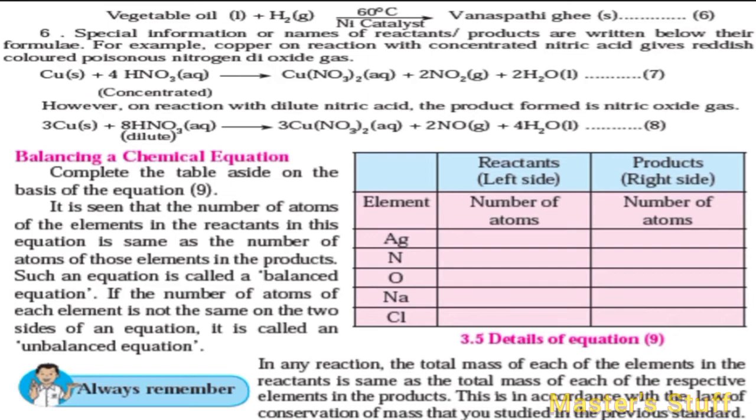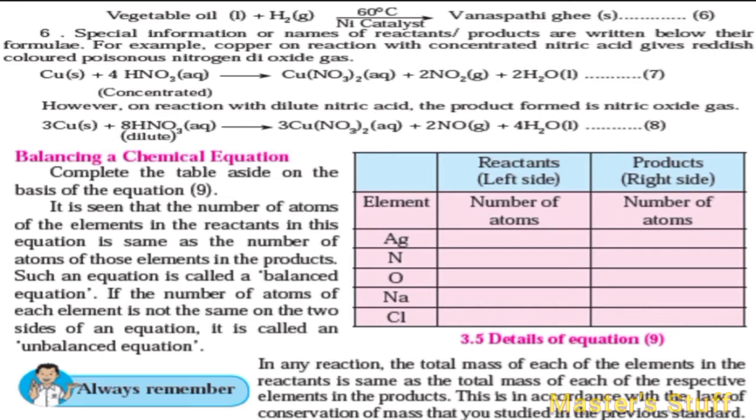This states that vegetable oil on heating with hydrogen gas at about 60 degrees Celsius in the presence of nickel catalyst gives us Vanaspati ghee, which is in solid form. Thus, the conditions that are required for the reactants to carry out the reaction are written on the arrow, either above or below the arrow.